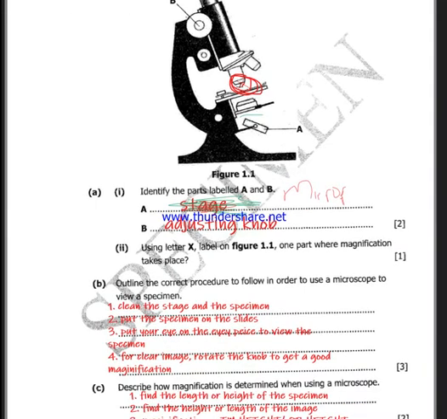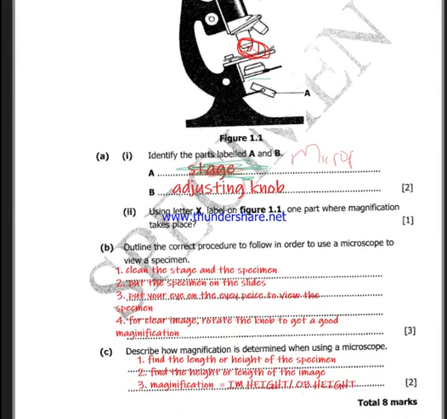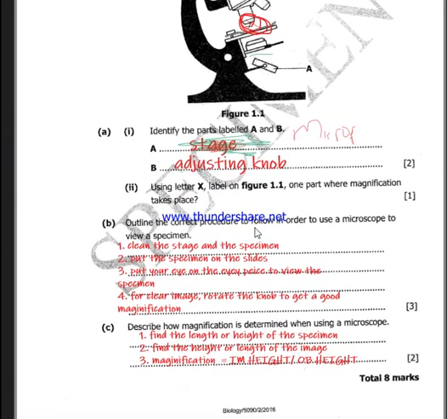Then, outline the correct procedure to follow in order to use a microscope to view a specimen. So step one is you need to clean the stage and the specimen to put the specimen on the slide. So right here on the stage, there are two slides, where you can put something. These are what we call slides, and you put your specimen just in the middle there, so the light is able to pass in between there.